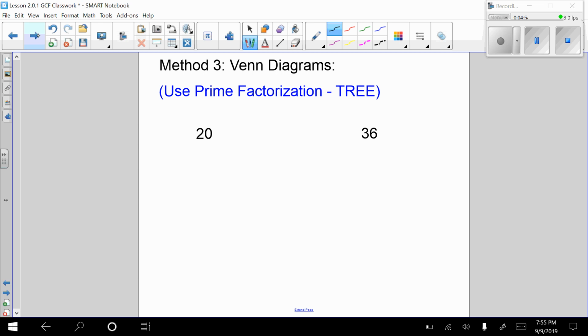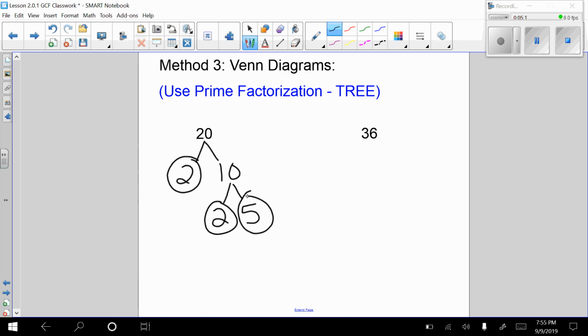One other method we could use is prime factorization to help us in making Venn diagrams. This is a little different, but still gets the same results. Cutting out 20, making my tree, I can say that 20 is 2 times 10. 2 is prime, so I'm going to circle it. Break down 10 into 2 times 5. I'm at prime numbers, so I can circle them. So 2 times 2 times 5 equals 20.